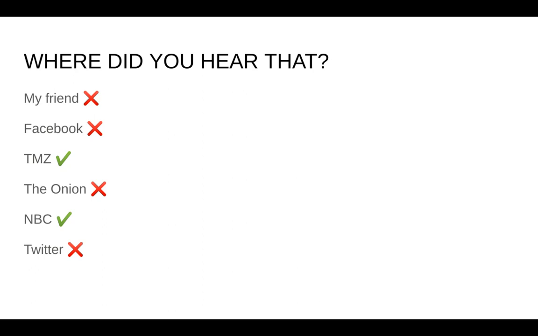The Onion is a satirical news source, meaning that they write fake news articles for the sake of humor. So I wouldn't trust that. If they gave you a news organization like NBC, that's trustworthy. And then finally, Twitter, that's the same thing as Facebook. It's just anybody can write anything that they want, so it very well may not be true. So, what we're talking about here is credibility, which basically just means how trustworthy is this source? Can I trust them to give me accurate information?